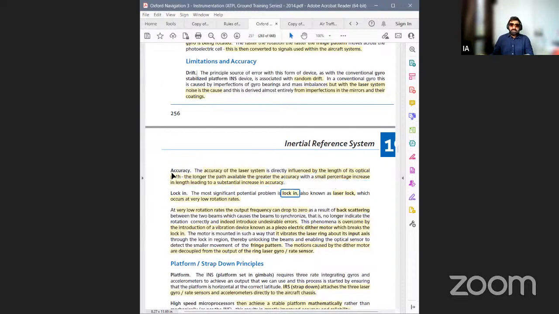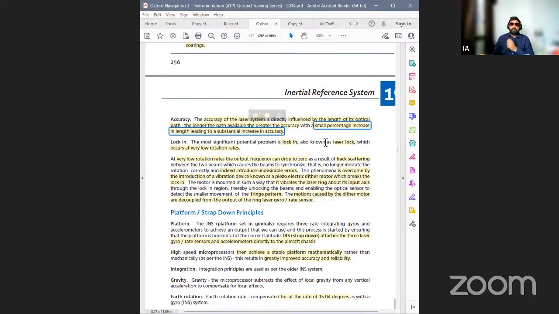Accuracy can be increased when the length of the optical path is increased. Optical path means the tunnel of the RLG. When the length is increased, accuracy is increased. So when you have a slightly larger size of RLG, accuracy is increased. The longer the path available, the greater the accuracy. Even a small increase in length of your RLG will give a great increase in accuracy. Now, what is lock-in?